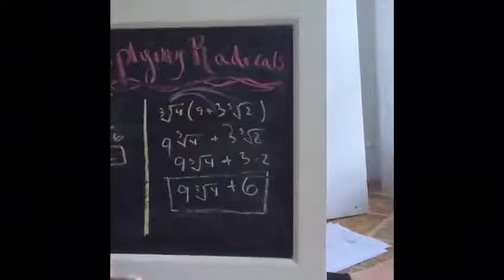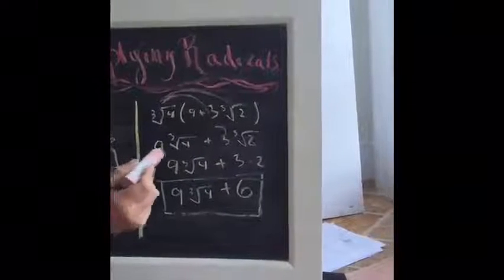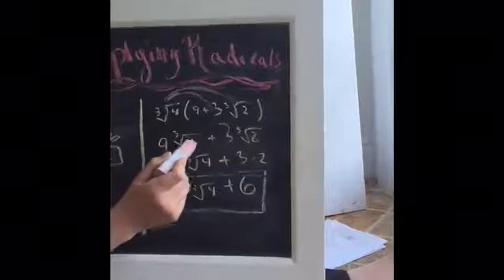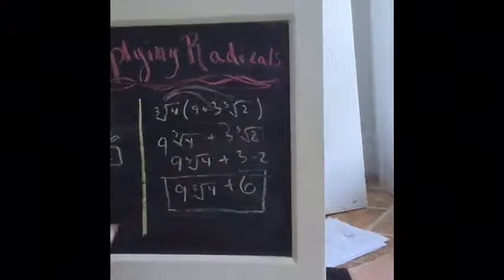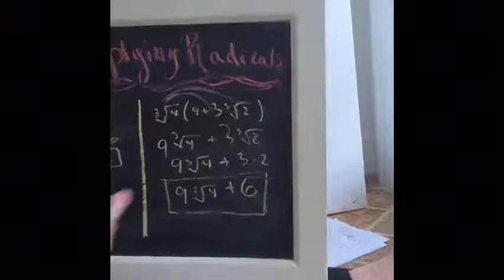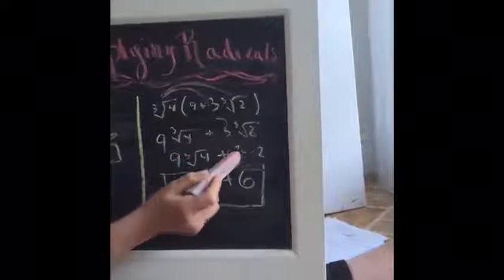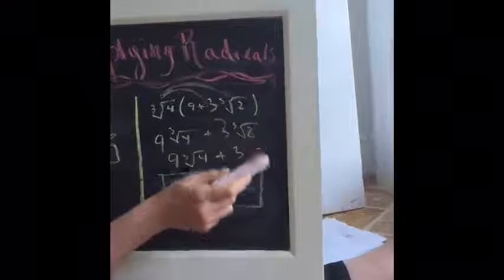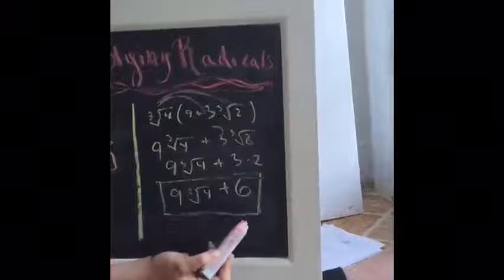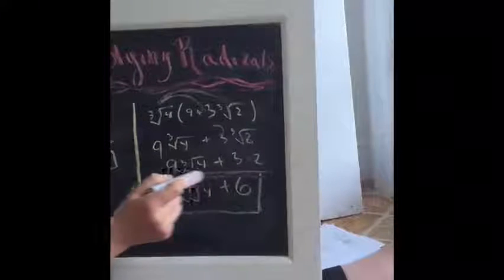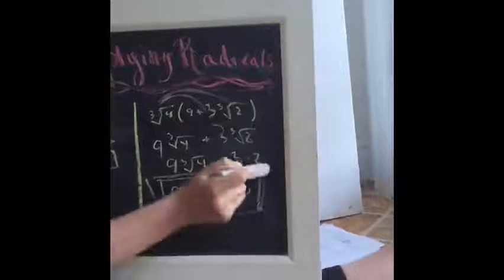So you would distribute, and then you would ultimately get 9 rad 4 with 3 in the index, that's a 4, plus 3 rad 8 with 3 in the index, and that would ultimately be, once you simplify, 9 rad 4 with 3 in the index plus 3 times 2, because that becomes a 2. And that will ultimately give you 9 rad 4 with 3 in the index plus 6. And you can't combine them because they are unlike terms, so you just leave this as the problem.